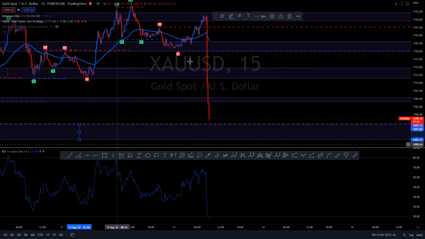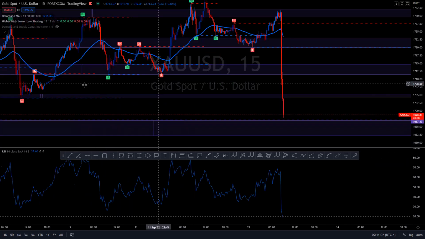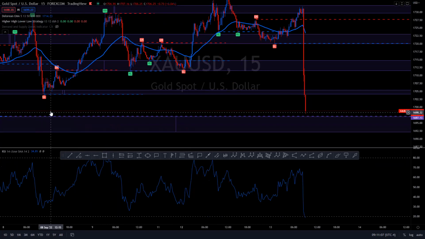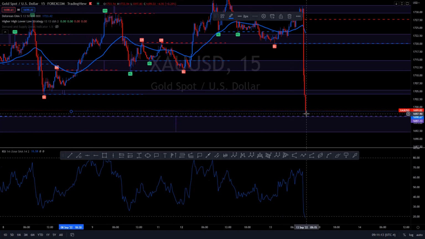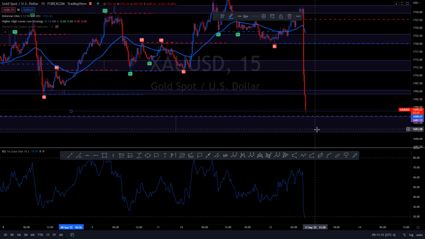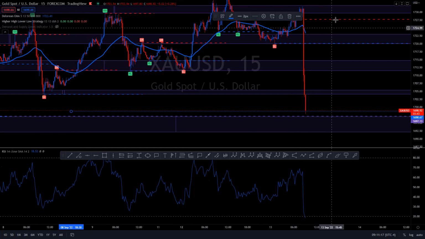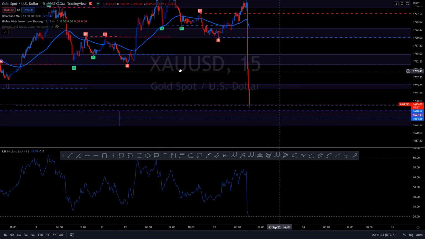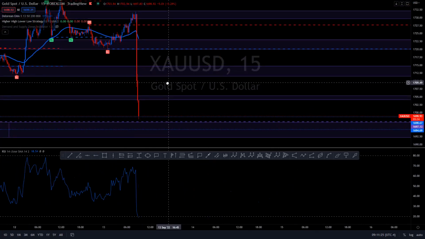So I'm looking for it because it already broke this structure here. So I'm looking for it to create its first swing low here, and then break this and create another swing low in the reverse and go back up. So I want to put that here. That's what I'm going to be looking for.